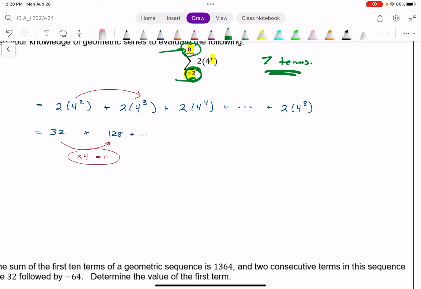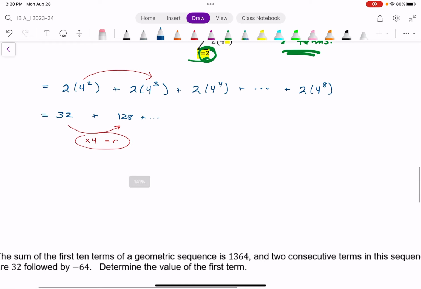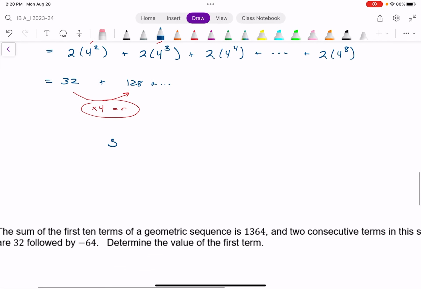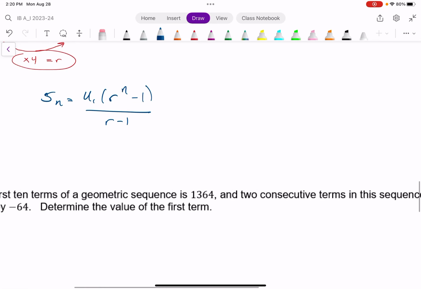So with that said, I now have pretty much everything I need to find this sum. I really want to find the sum of this geometric series here. I can see the first term, I can see the common ratio, I know there's 7 terms, so I'm going to jump back to this fairly standard formula I've used already. And so in this case, my first term actually is 32. The common ratio is 4. Again, there's 7 terms.